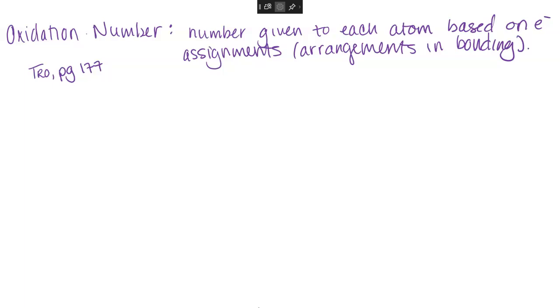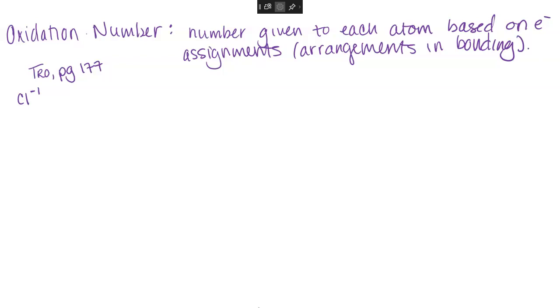That makes sense? Then 2 is monatomic ion charges are equal to their oxidation state. So if it's an ion that's existing on its own, the book gives chlorine: the oxidation state of the chloride ion is its charge, -1. Okay.